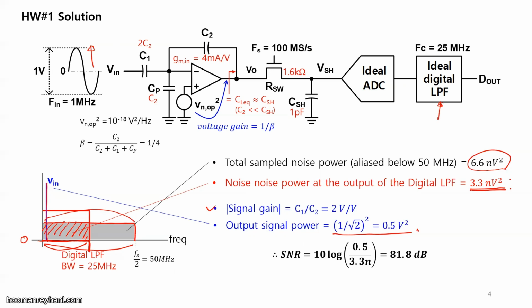So the SNR we calculate here is going to be just the ratio of this one and this one. So SNR can be calculated like this: 10 log of signal power over noise power. So we get this result.